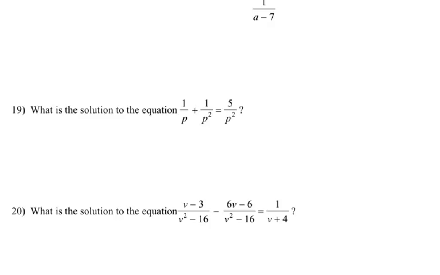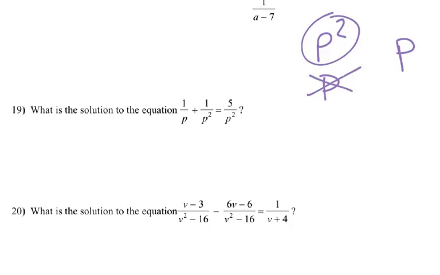Alright, so the idea here with solving rational equations is you find the common denominator and then you multiply by it. So I've got p squared as one of my denominators, and I've got p. So if I times by p, am I going to get rid of this p? Yeah. Will it get rid of this one? No. What if I times by p squared? It'll get rid of this one and this one, because p squared is p times p.